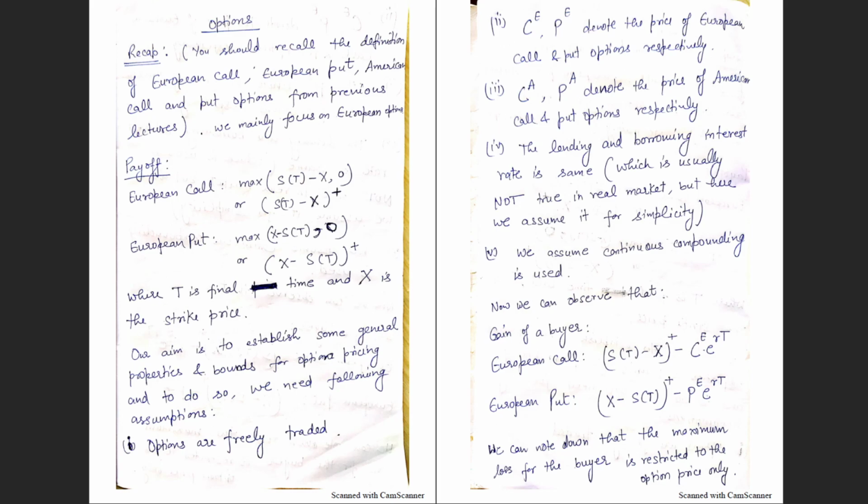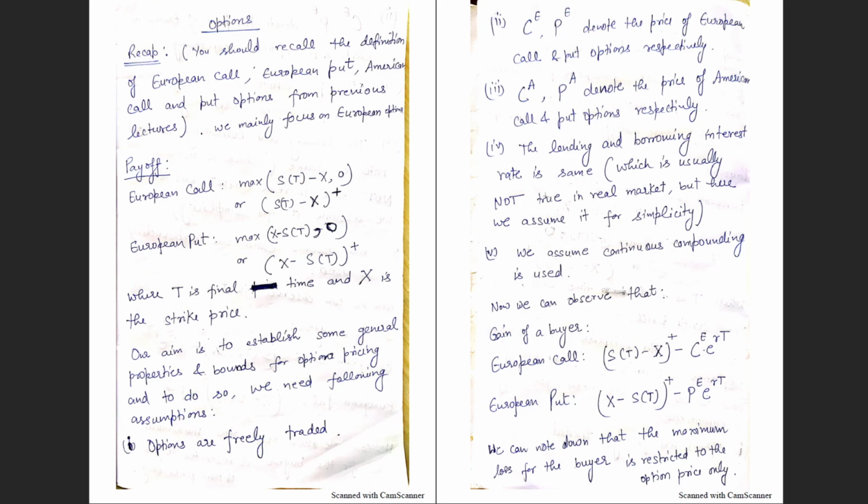So ST, you know that, is the price at final time. Capital X is the strike price. Strike price is nothing but the price at which your deal is done. So that is called the strike price, and we denote it by capital X. Suppose at the end, for a European call, the price is 100 and your strike is 90. So 100 minus 90, right?